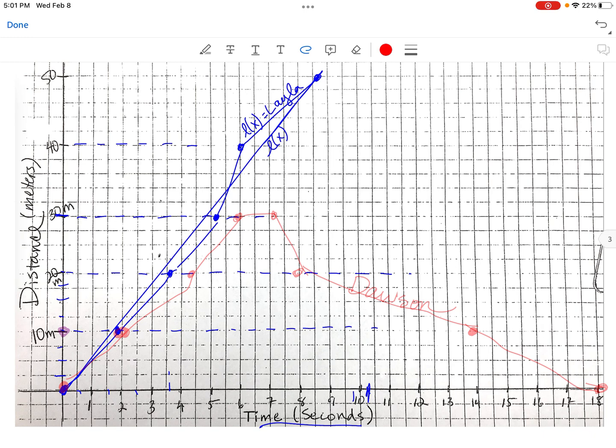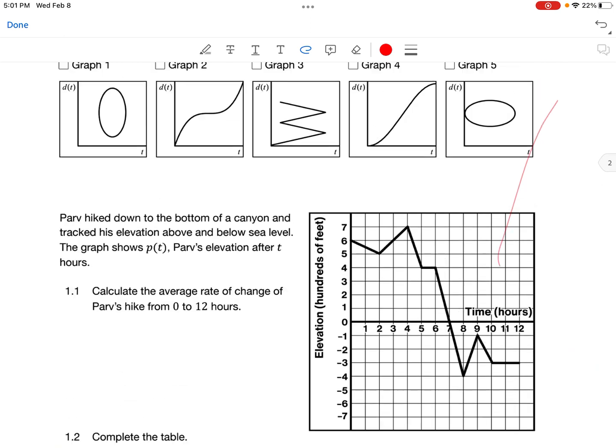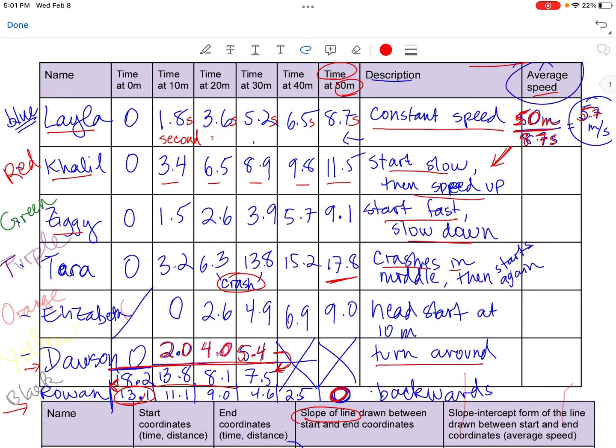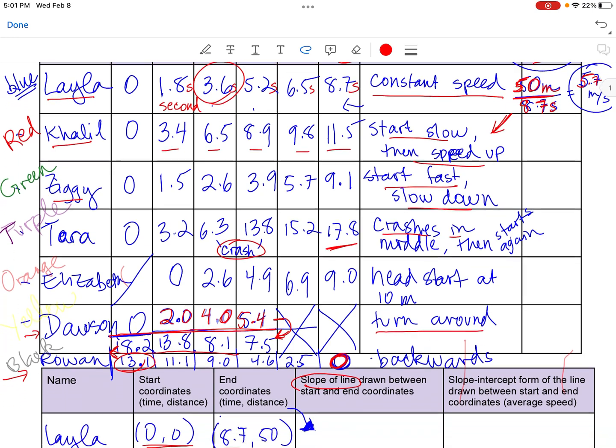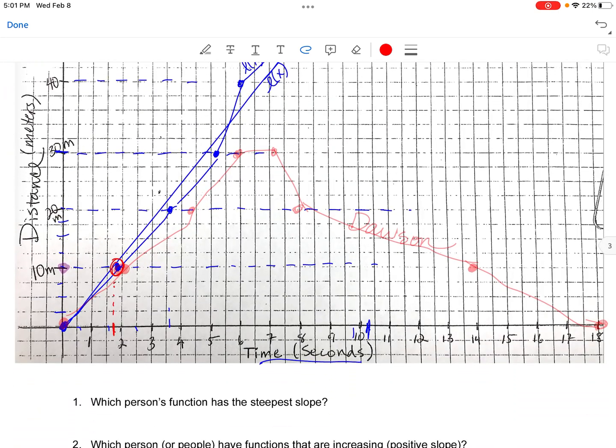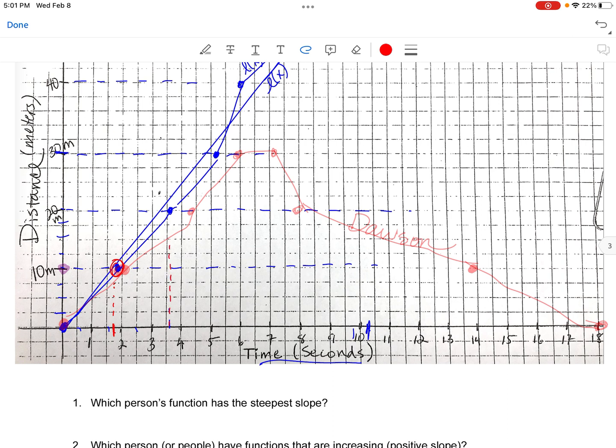And here's the graph. So on here, we've graphed Layla's. And so we're doing ordered pairs. So we know at 1.8 seconds here, she hit the 10 meter mark. So that's this point. Here, 3.6 seconds, she hit the 20 meter mark. So we go up to the 20 meter mark. That's this point. And then I think it was 5.2, she hit the 30 meter mark. And so we gave her a blue color. And we took a ruler and we connected her dots.